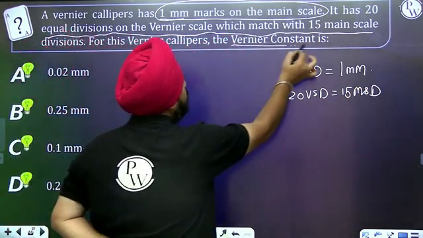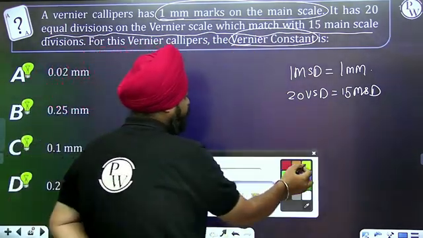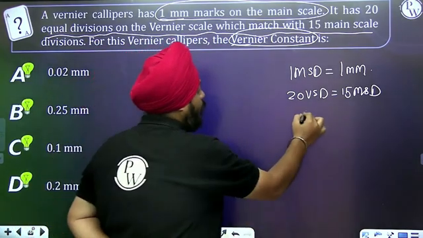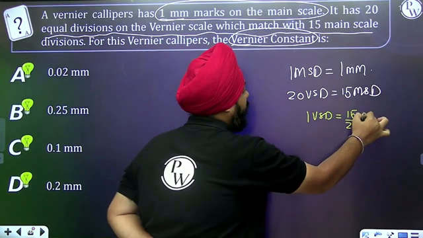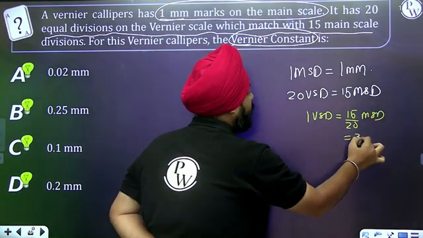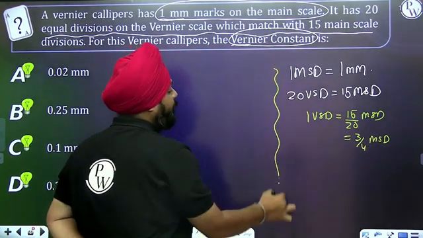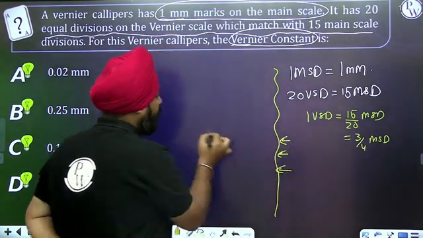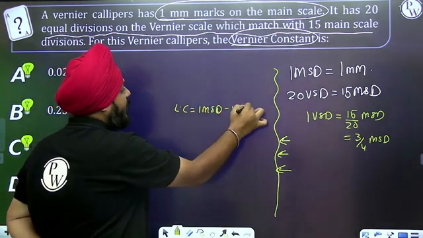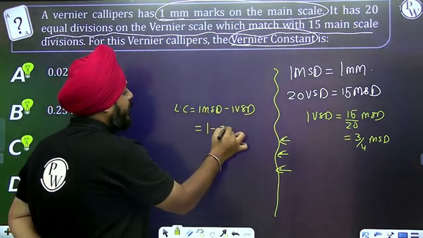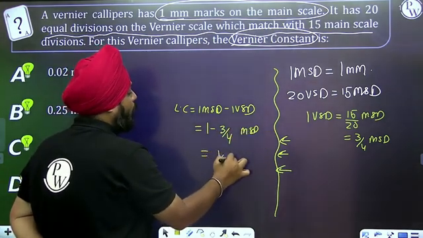See, Vernier constant, a new word has come up. It is used. 1 VSD, you are going to get it as 15 by 20 of MSD, that is equal to 3 by 4 of MSD. What is the formula of the least count? That is equal to 1 MSD minus 1 VSD. So that is 1 minus 3 by 4 of MSD. It is 1 by 4 of MSD.